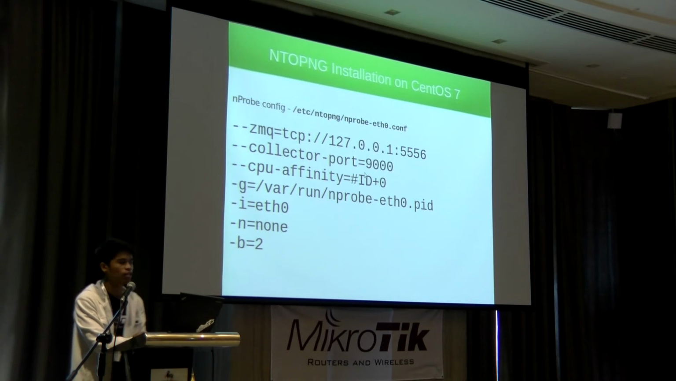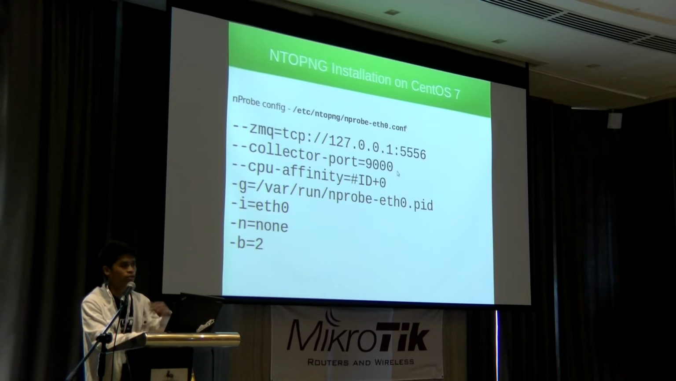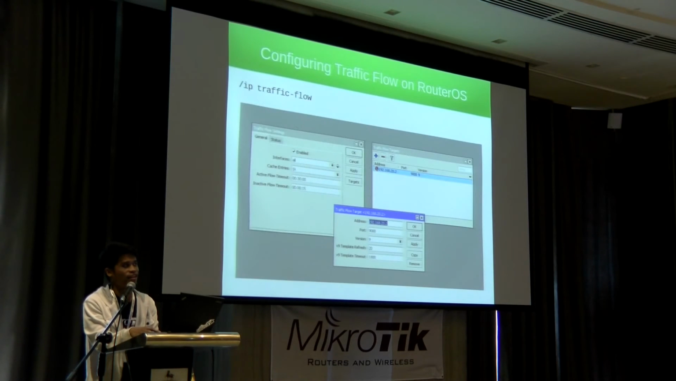Under etc NTOPNG nProbe, the interface and then the config, you are going to tell the nProbe that they are going to use ZMQ in order to connect to ntop. And then the port that we are going to use in order to connect to the router, the NetFlow. And that's it.